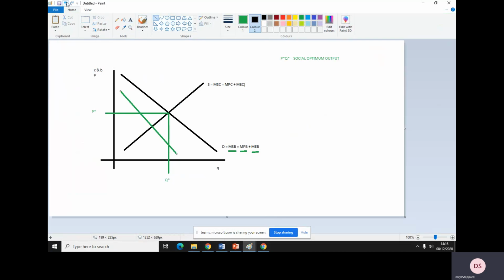So what I've done here, let me just get rid of that a second. I'm going to add a new demand curve. Sorry about this, bear with me. So we've got this to the left-hand side of the original one.